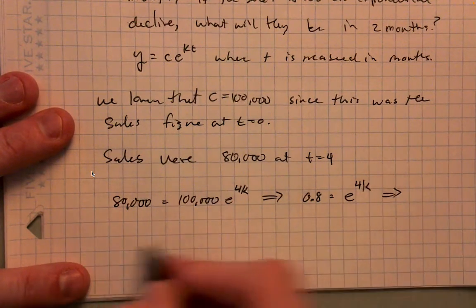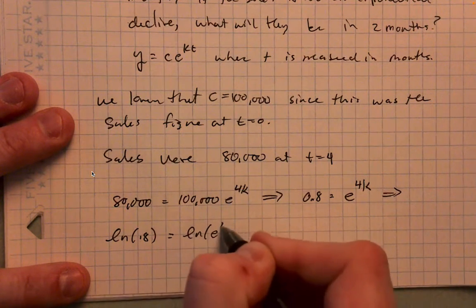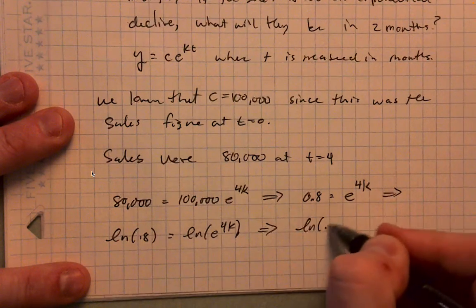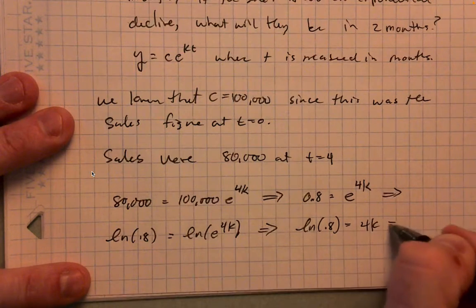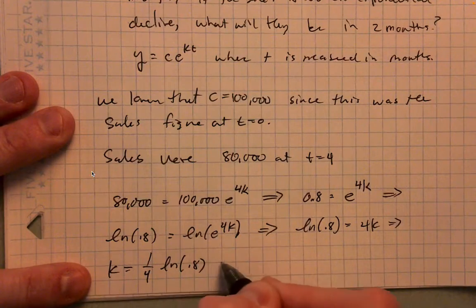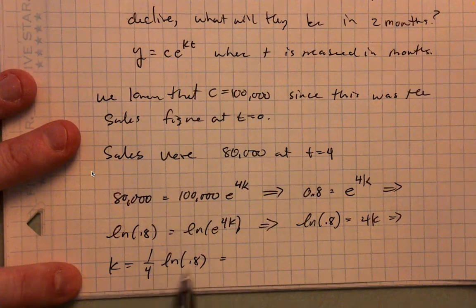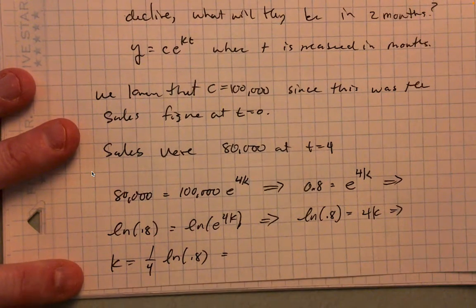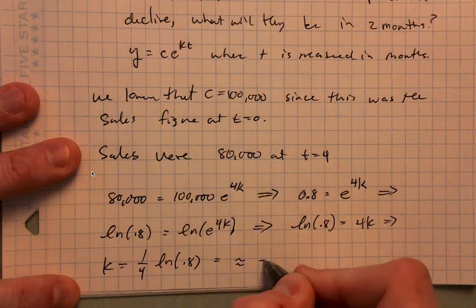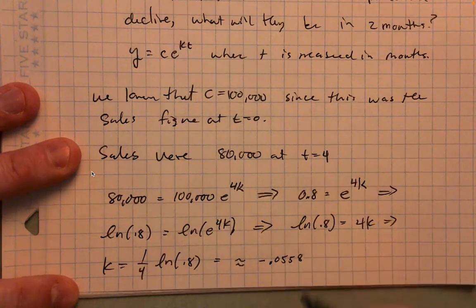Natural log of both sides. And therefore, the natural log of 0.8 equals 4k, and so k equals 1/4 times the natural log of 0.8. Okay, and so k is going to be this value, natural log of 0.8 divided by 4. And if you plug that in, you can quickly get that it's approximately negative 0.0558.